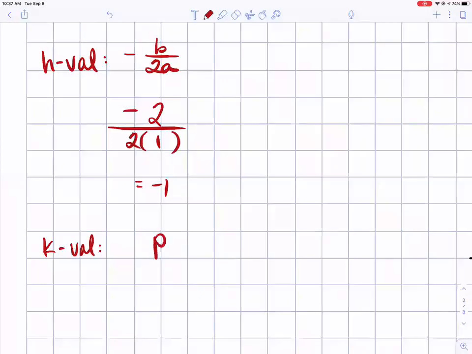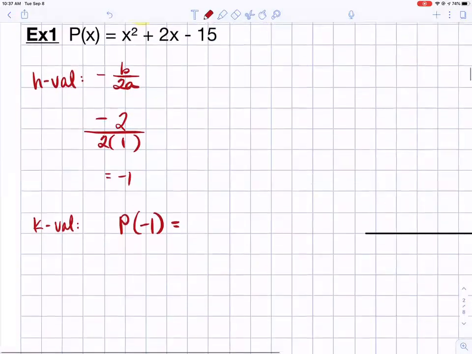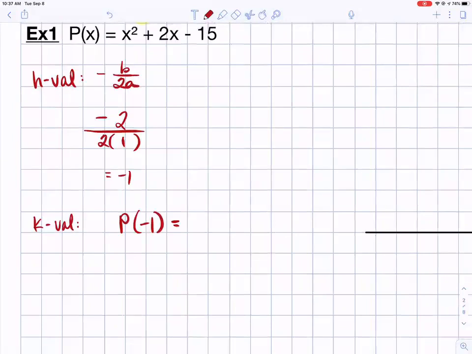So this is going to be P of -1. -1 is that x piece that I just found. This is going to sound like what we did on our test, right? So -1 squared plus 2 times -1 minus 15. Just plug it in. You do the math for me. First term, second term. Combine them all, what do you get?